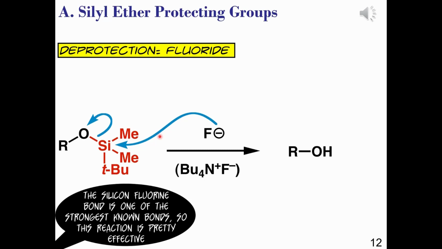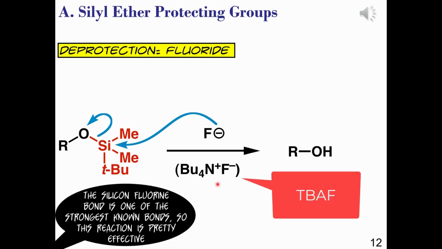The silicon-fluorine bond is very strong, even stronger than that for silicon-oxygen. Therefore, in the deprotection step, the addition of a source of fluoride ion, that's F-, will lead to the cleavage of the silicon-oxygen bond without affecting the rest of the molecule. A typical source of fluoride ions is the salt tetrabutylammonium fluoride, aka TBAF.